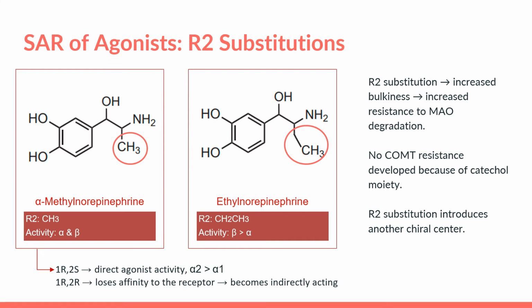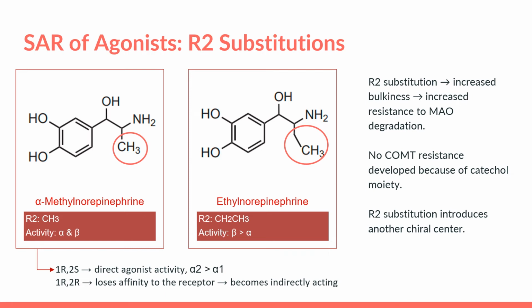If there is a methyl or ethyl substitution at this position, this allows the molecule to be more resistant to metabolism by MAO due to increased bulkiness, but has no effect on metabolism by COMT, as they are main substrates of the enzyme. A substitution at this group introduces another asymmetric center, leading to diastereomers, which have variable biological and chemical properties.